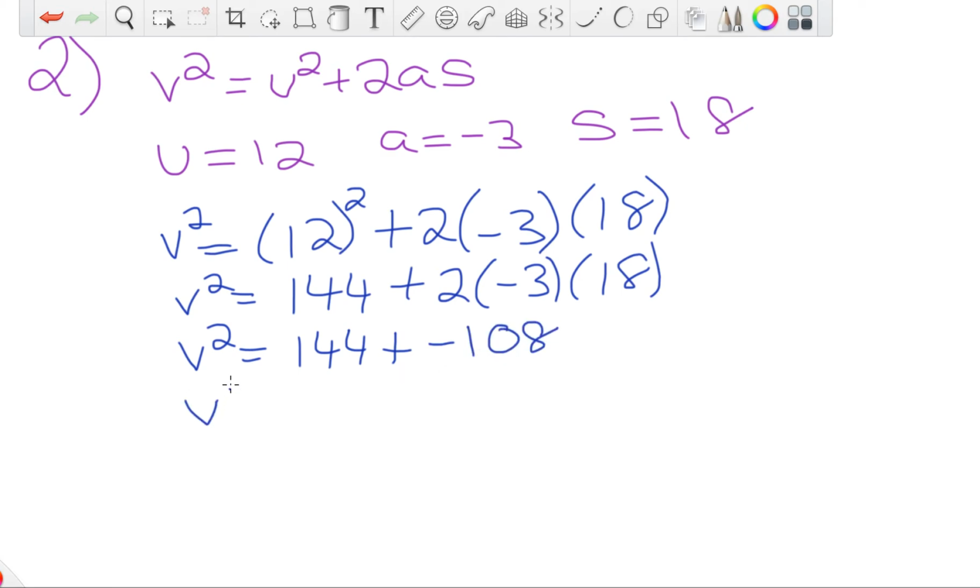So now we have v squared equals 144 plus -108, which is just 144 minus 108. So v squared equals 36. So v equals square root of 36, which is plus or minus 6.